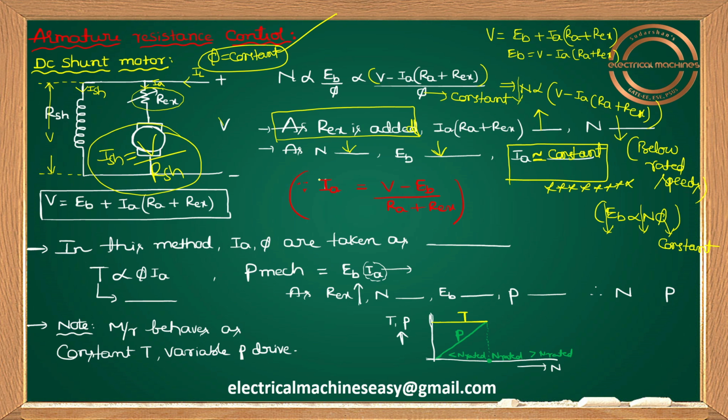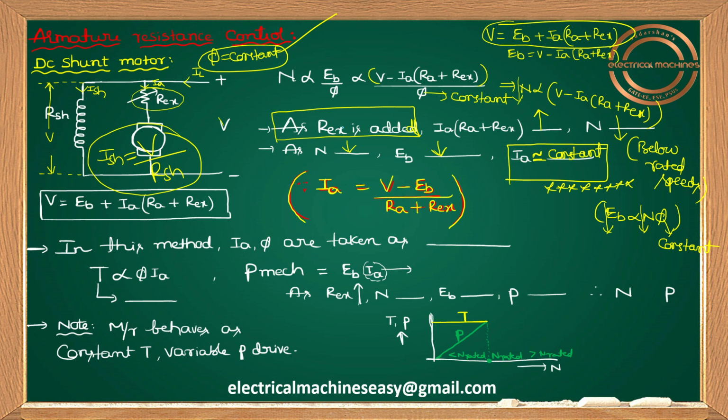Let me write once again with yellow color, since red is not visible. IA equals, from this relation, what is the formula I can write? V minus EB by RA plus REX. Everybody knows that relation. Now here is my question, guys, try to understand clearly. I'm going to justify why IA should be taken as approximately constant. So just listen carefully.